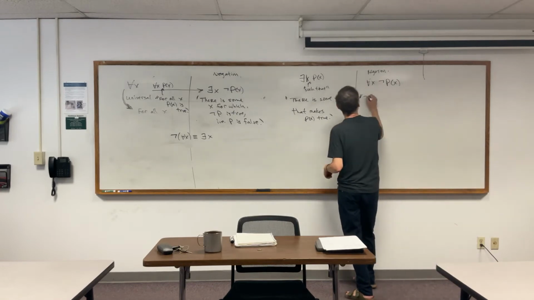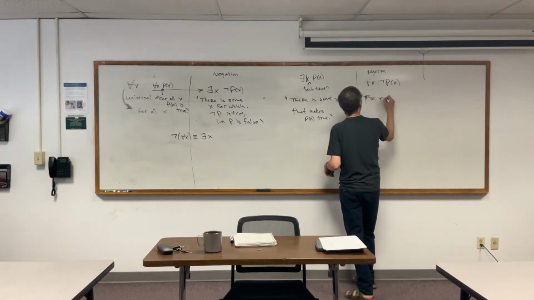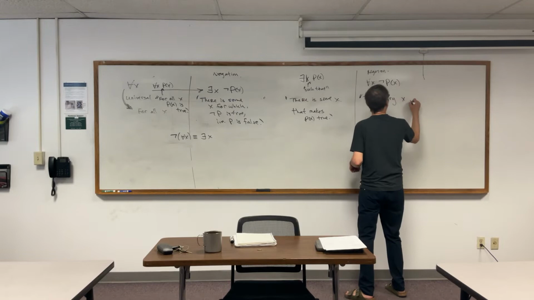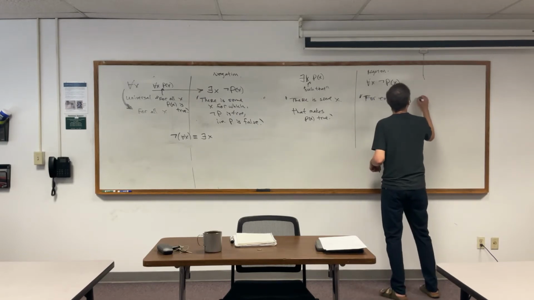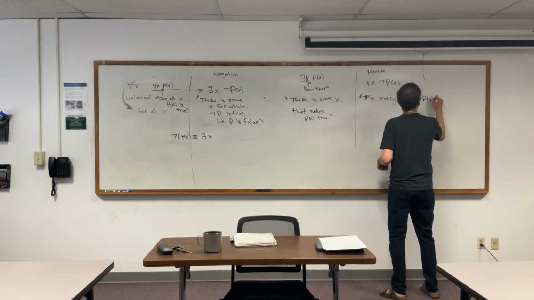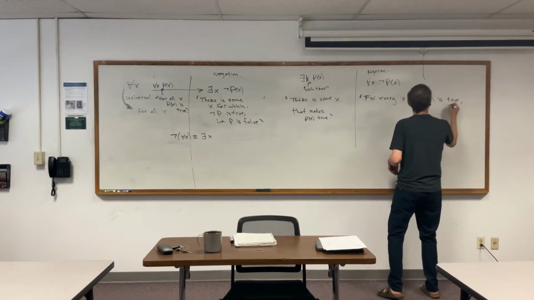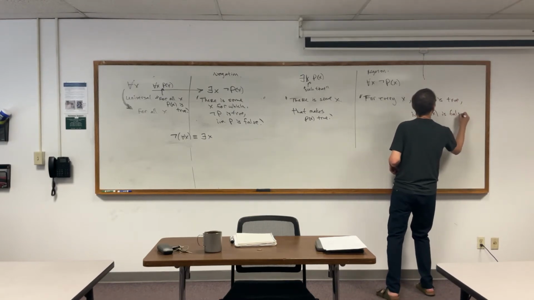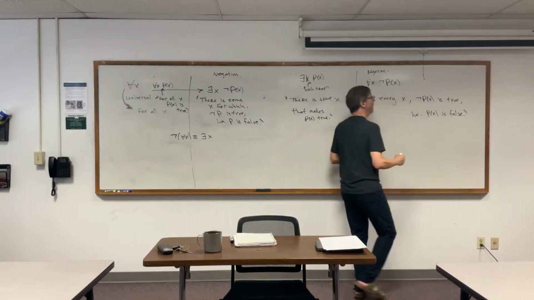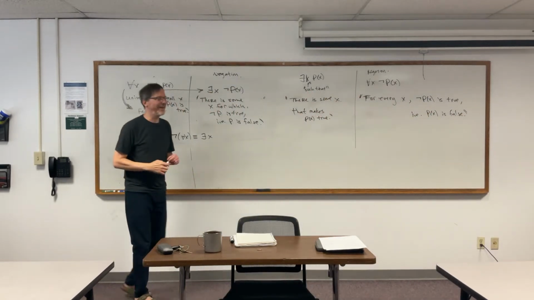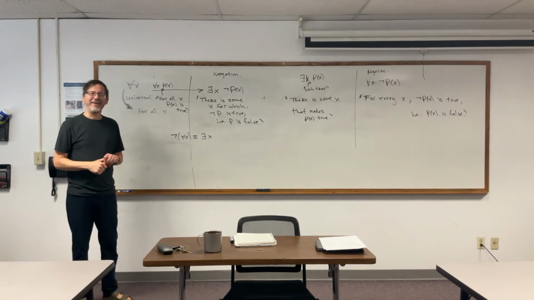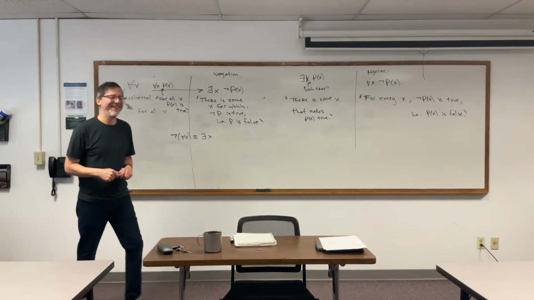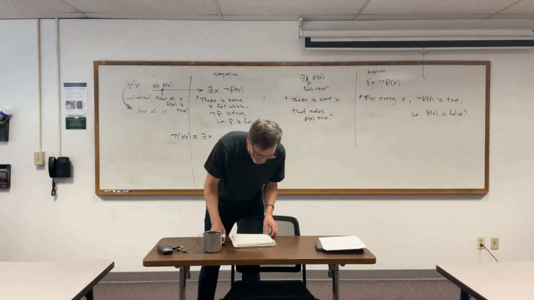Let's write out what that is. For every x, not P of x is true, i.e. P of x is false. It's tricky. Is there a question? Are you pondering this? No, we're not. Okay, cool, all right.